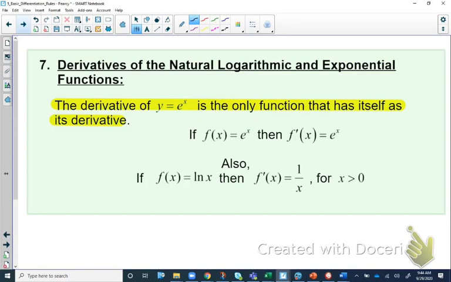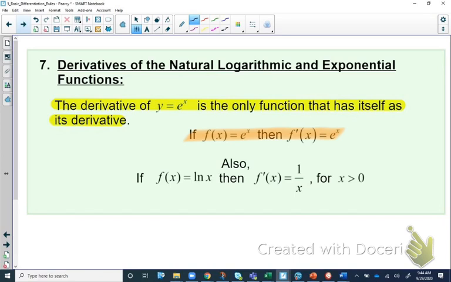Now we're going to be taking a look at the derivatives of logs and exponents. Some of these are going to be really easy to remember, and some of them are going to kind of bug us a little bit throughout the year. Here, the derivative of y is equal to e to the x. This is the only function that has itself as the derivative. So what they're showing you is if f of x is equal to e to the x, then its derivative is the same thing, e to the x.